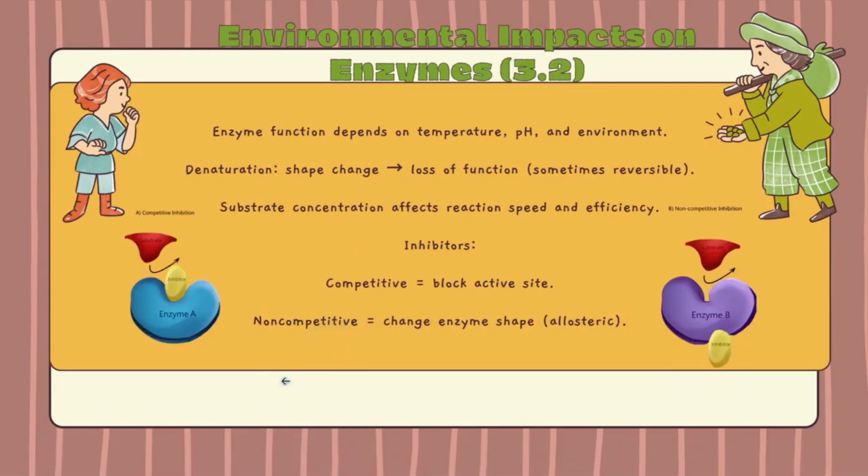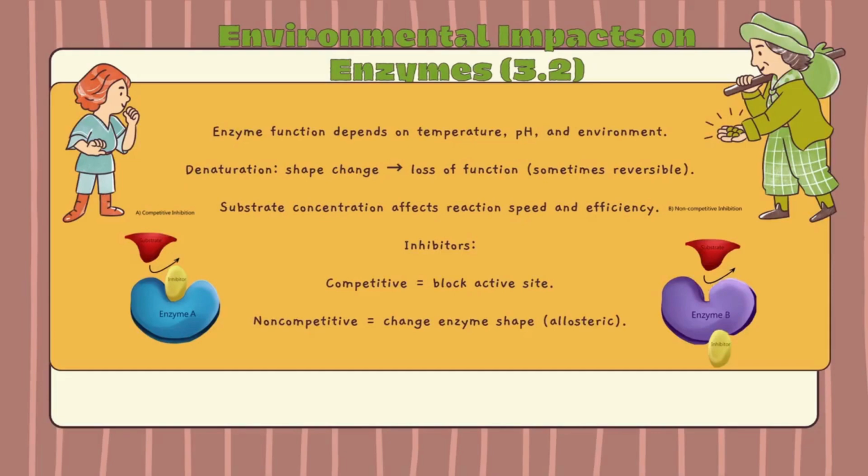Environmental impacts on enzymes. Enzyme activity depends heavily on temperature, pH, and the surrounding environment. If conditions move too far from the optimum, enzymes can denature, losing their shape and, therefore, their function. Sometimes this can be reversed, but not always. Reaction rate also changes with substrate concentration. Too little and the enzyme isn't fully active. Too much and it becomes saturated.